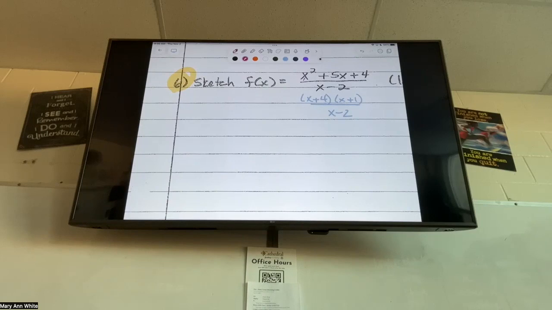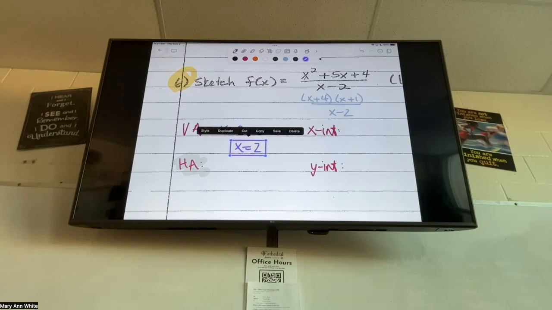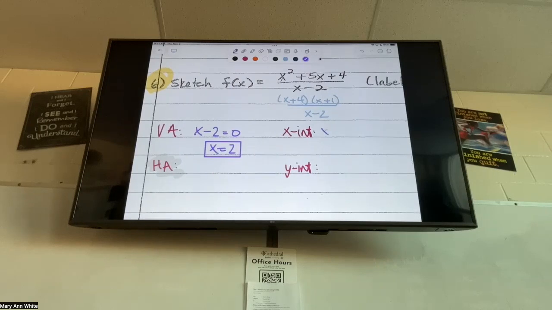Now in this space, I'm going to do my vertical asymptote like we have been doing, my horizontal asymptote, my x-intercepts, and my y-intercepts. We're going to come back to the horizontal asymptote. We're going to do the other 3 because they're just like normal, okay? So vertical asymptote, set that denominator equal to 0. X minus 2 equals 0, so x equals 2. My x-intercept, I've got x plus 4 equals 0 and x plus 1 equals 0. So x is going to equal -4 and -1.